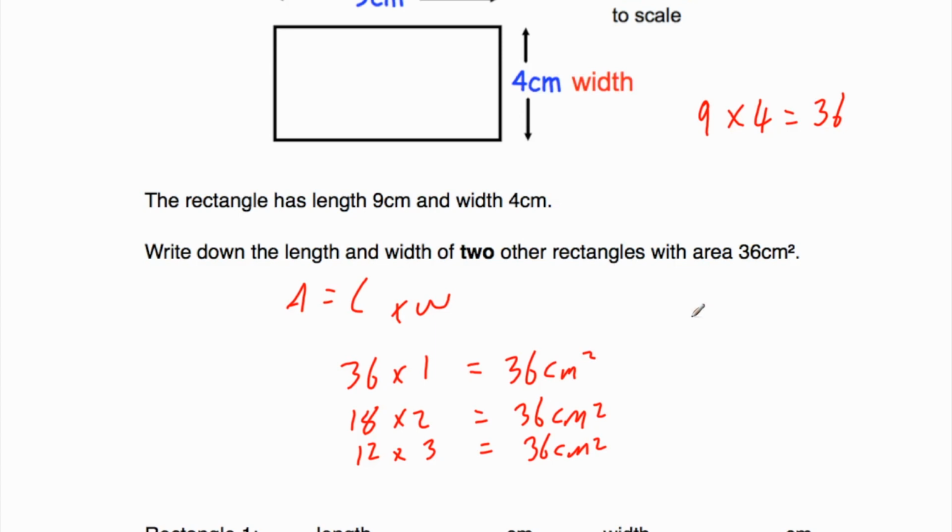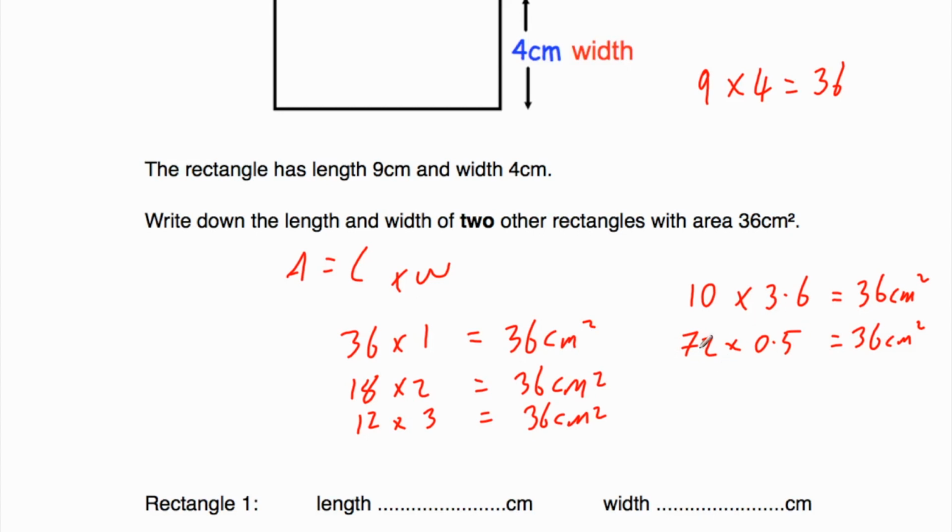We could even have decimal numbers. We could do 10 multiplied by 3.6 is equal to 36 centimeters squared. So that means that the length would be 10 centimeters and the width would be 3.6 centimeters. We could even do 72 multiplied by half, 0.5, because 72 halves is 36 centimeters squared, and so on. There's loads of possible options that we could choose from. As long as we choose two positive numbers, which will multiply together to give us 36 centimeters squared, then that's an option. Okay, so let's write that down.